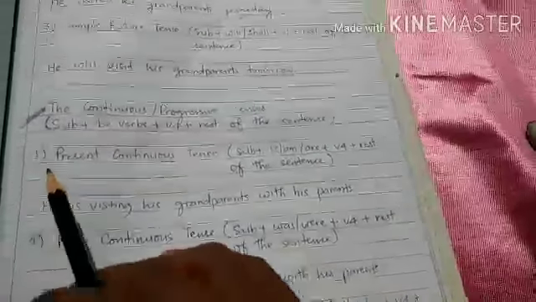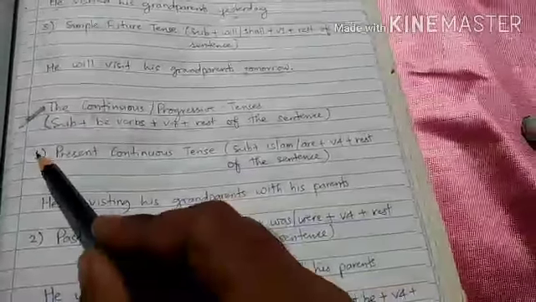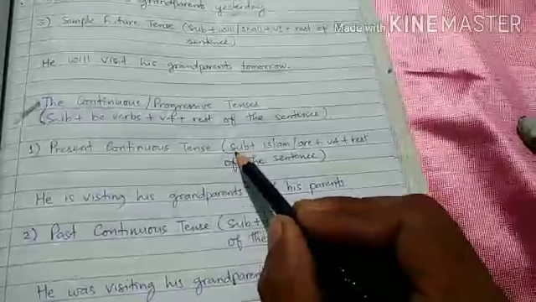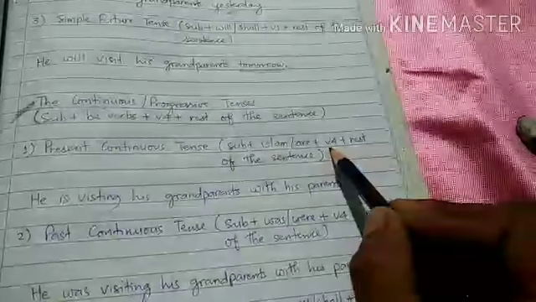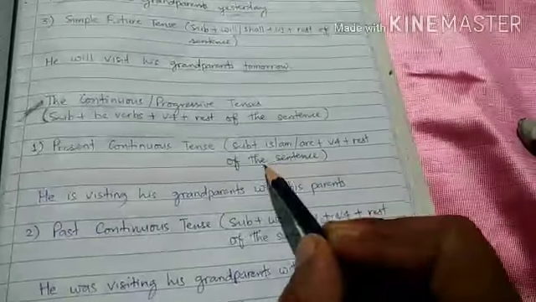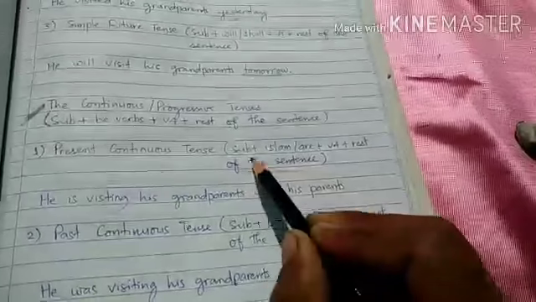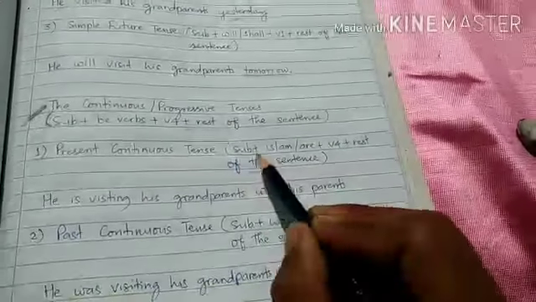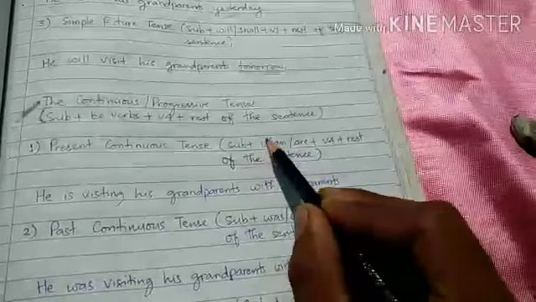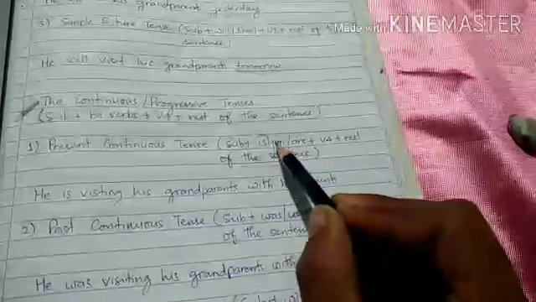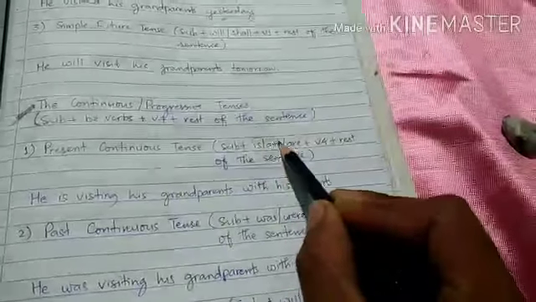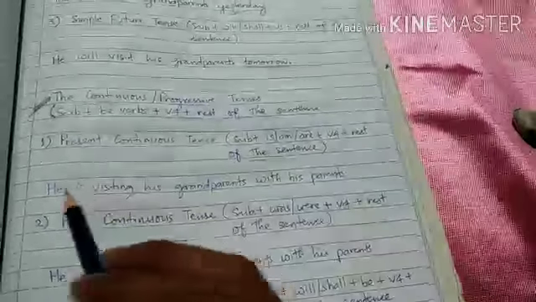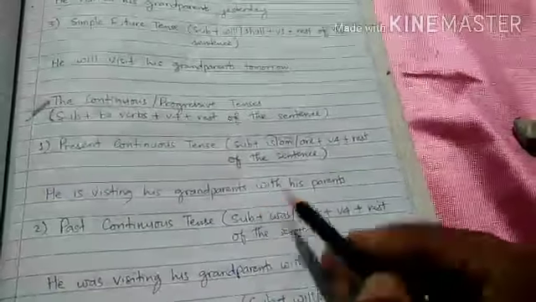Now let us see. We will understand the present continuous tense with its sentence structure, like subject plus is, am, are plus B4 plus rest of the sentence. This is the structure of sentences in affirmative in present continuous tense. Subject plus is, am, are. Is is used if the subject is singular. Am is used if the subject is I. And are is used if the subject is plural. Okay, now he is visiting his grandparents with his parents.